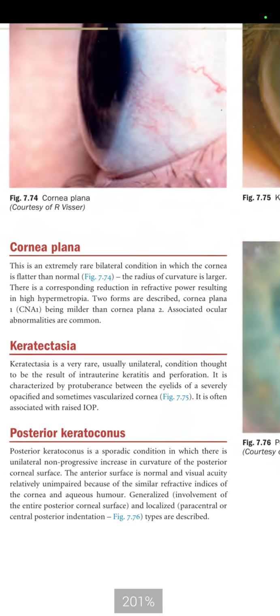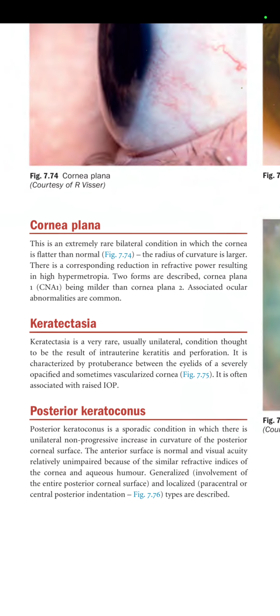Next is showing the posterior keratoconus. Posterior keratoconus is a sporadic condition in which there is a unilateral non-progressive increase in curvature of the posterior corneal surface. So it is a unilateral and non-progressive condition, with increased curvature of the posterior corneal surface.